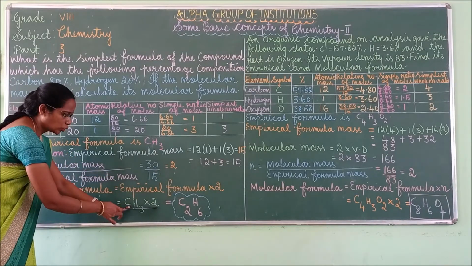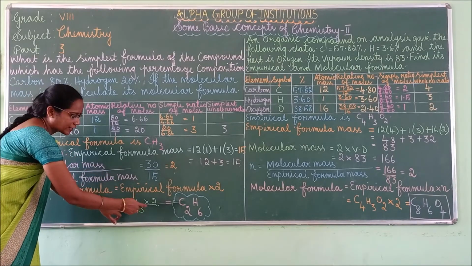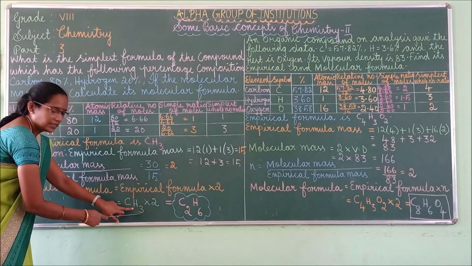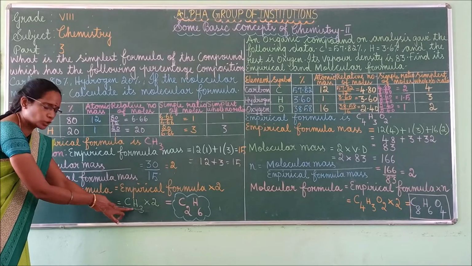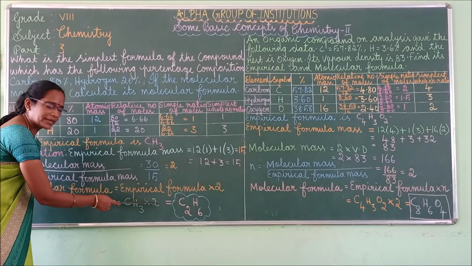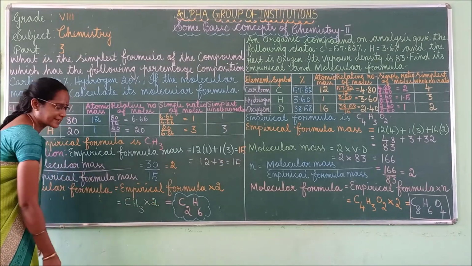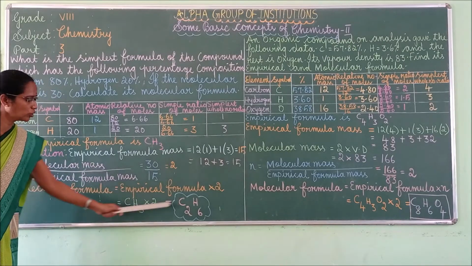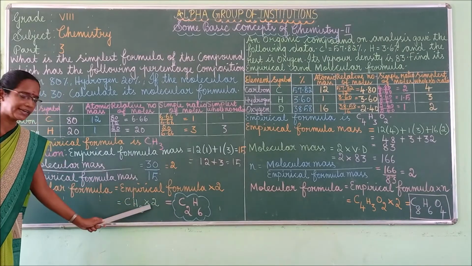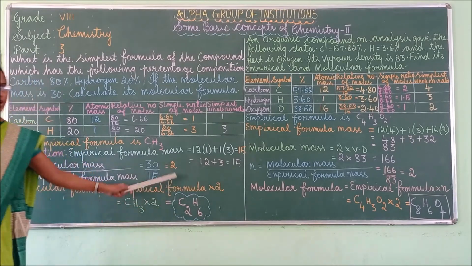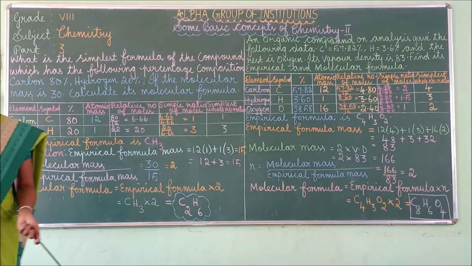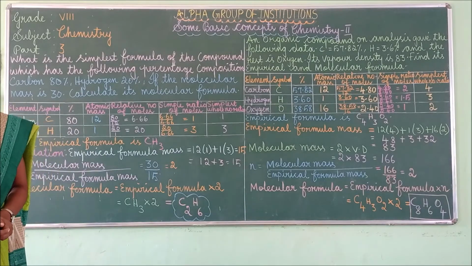C into 2, so you will be getting 2 carbon atoms. Into H3, right? Hydrogen 3 atoms are here. You have to multiply it with 2. So H3 into 2, you will be getting the answer H6. So C into 2, you are getting C2. H3 into 2, you are getting H6. So this is the molecular formula, C2H6. In this manner, you have to find out the molecular formula, right?